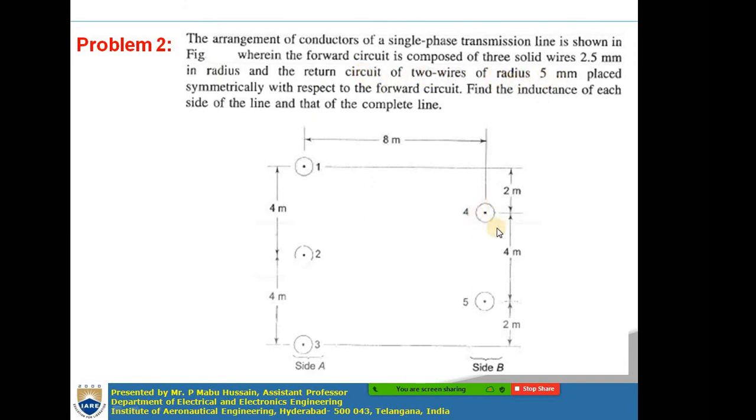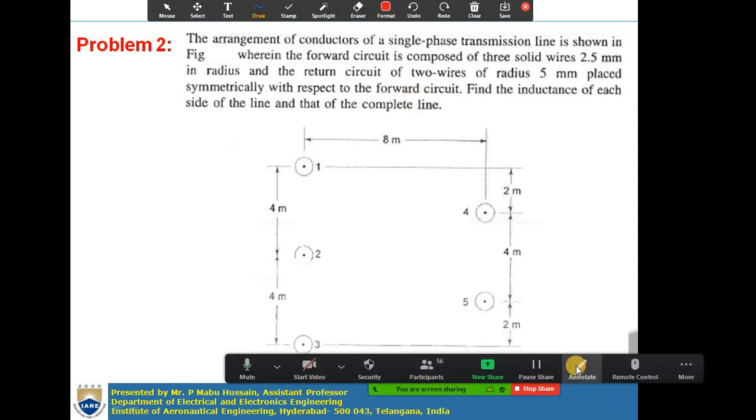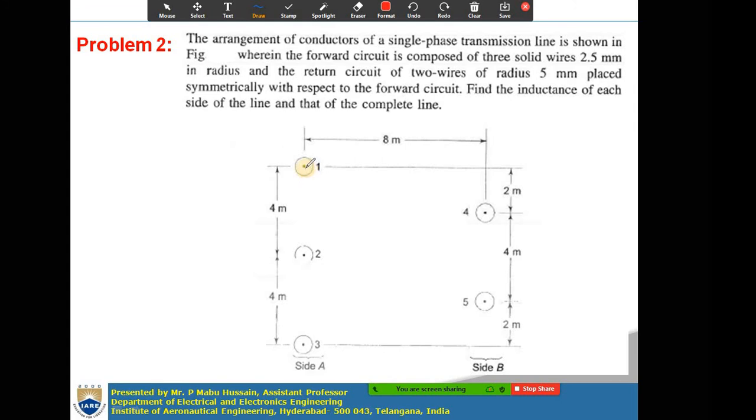So, side B of each conductor has a 5 mm radius, and side A has a 2.5 mm radius. They are placed symmetrically with respect to the forward circuit. Between these, if you consider this distance, in the center it is connected here like that. When you consider from center to here, it will be like this. So, that means you are getting one rectangle here again.